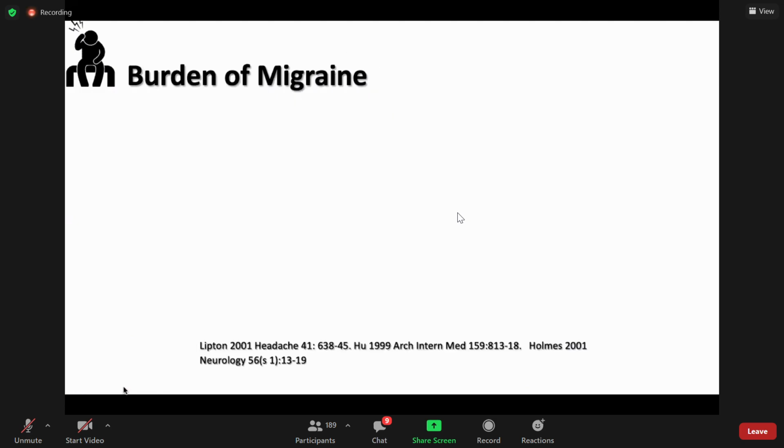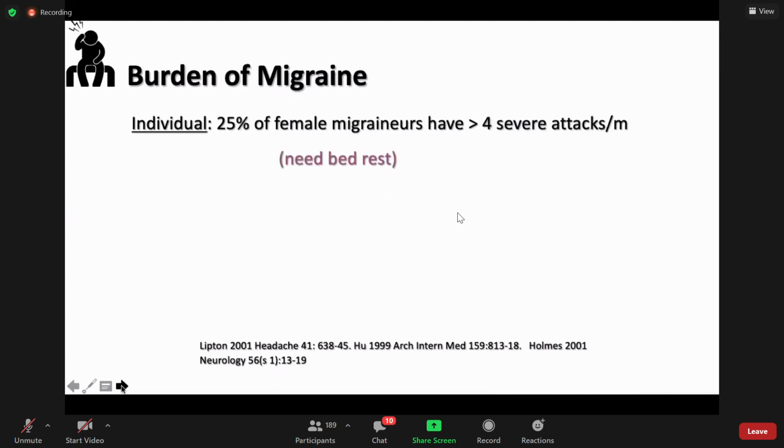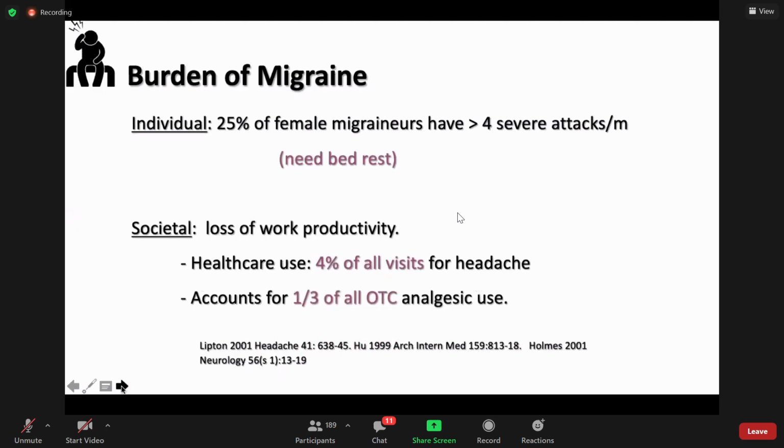What is the burden of migraine? About 25% of the patients with migraine, the females, have 4 or more severe attacks per month, which means that they need bed rest during that time. And societal burden, they lose work productivity. About 4% of all visits to physicians are for headache, and about 1/3 of the analgesics sold over the counter are consumed for it.